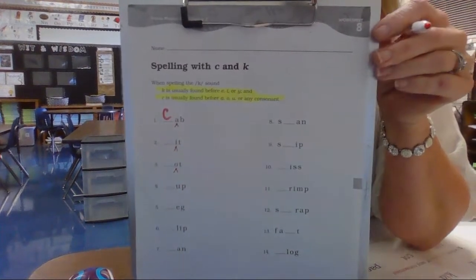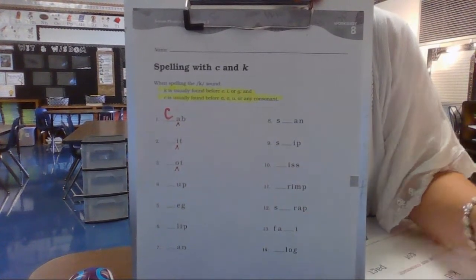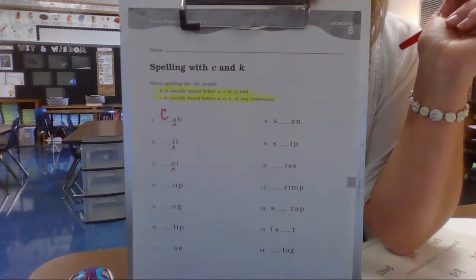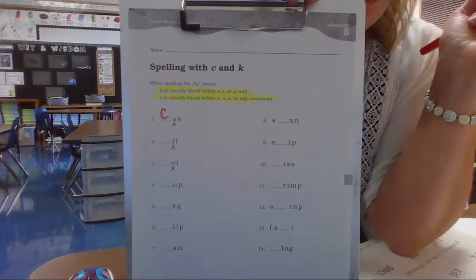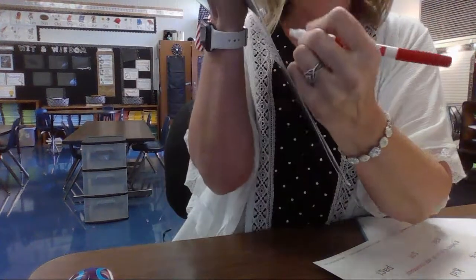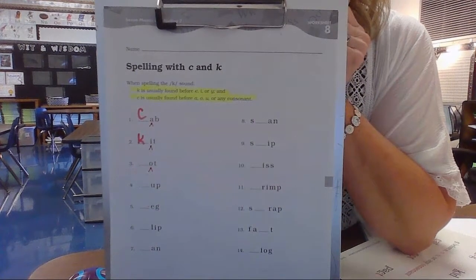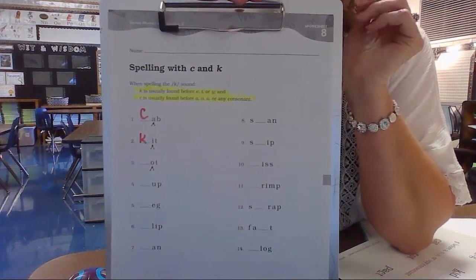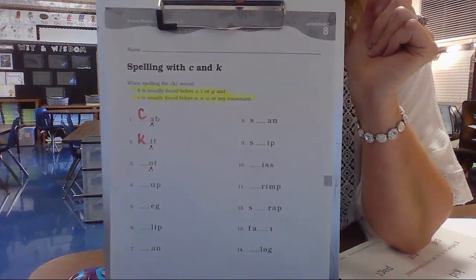Okay, next one, we have "it." If it is "it," I see an I. So what we would do there is put in a K, because the rule says before an I, you would put a K. Okay, next one, we have "ought." We actually did this example a minute ago. Hope you remembered. We have an O there, so we're going to put a C.